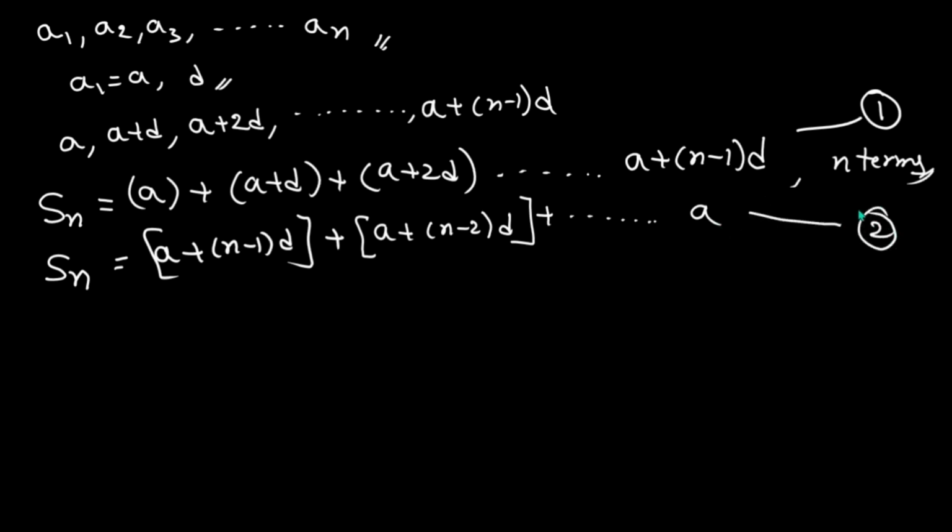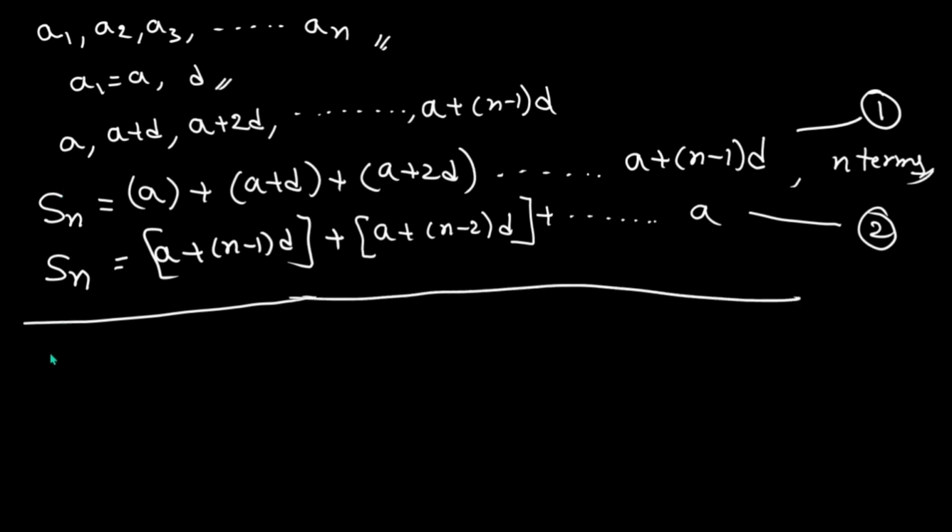Okay. Now, as I said earlier, we are going to add these two. Then we will get on the left side Sn plus Sn, which is 2Sn. Sn is the sum of the n terms, right? So 2 into Sn we will get. I am trying to sum up each one here, and I am writing with the bracket. So here A is there, A plus, this is A plus n minus 1 into D.